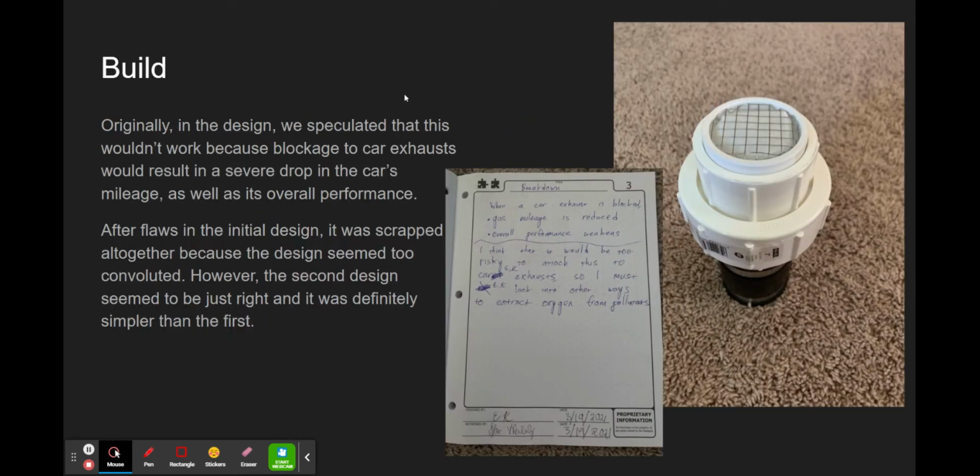Originally in the design, we speculated that this wouldn't work because when a car exhaust is blocked, gas mileage is reduced and overall performance weakens. But after flaws in the original design, it was scrapped altogether because this design seemed too convoluted. However, the second design here seemed to be just right, and it was definitely simpler than the first.